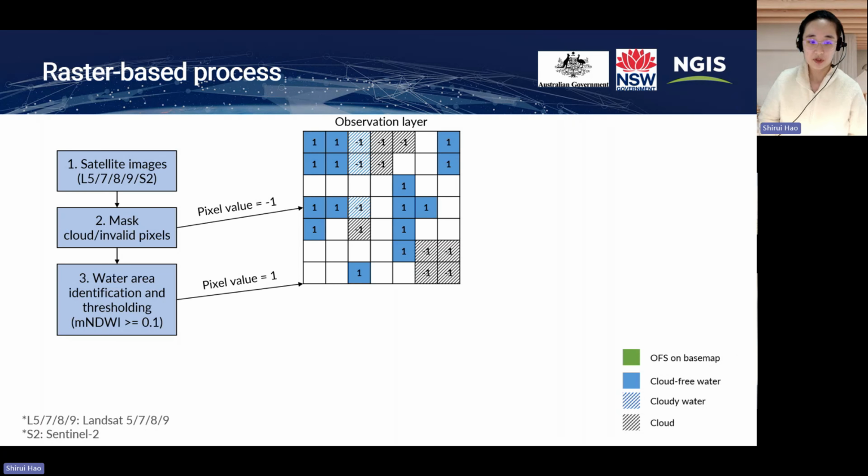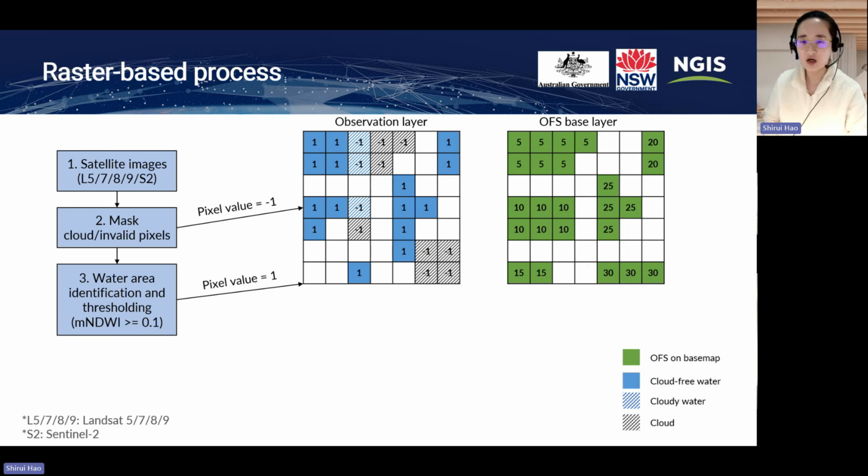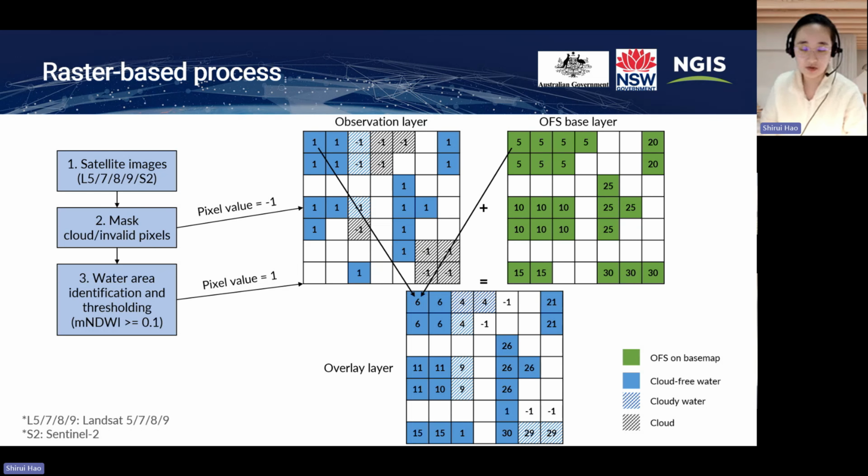If we find the pixel is covered by cloud, or if it's a low quality pixel, we assign the pixel value minus 1. And if we find the pixel is covered by water, we identify it as water and assign a pixel value of positive 1. For the others, we just leave them blank. At the same time, we still have our OFS base layer, and we add these 2 layers pixel by pixel together. So you will generate an overlay layer which has all these values like 6, 4, minus 1, or 26, or 30, and all of that.